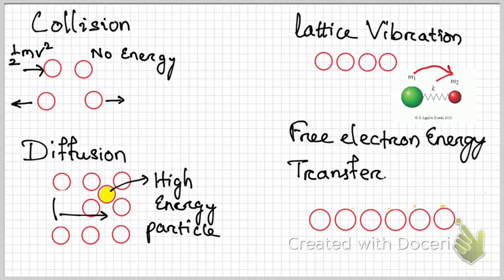In case of free electron transfer, as we can see, electrons are transmitted from here to here, then here to here, again and again. So in this process, when electrons receive energy, they get excited and jump from one atom to another atom. So that's how free electron energy transfer occurs.